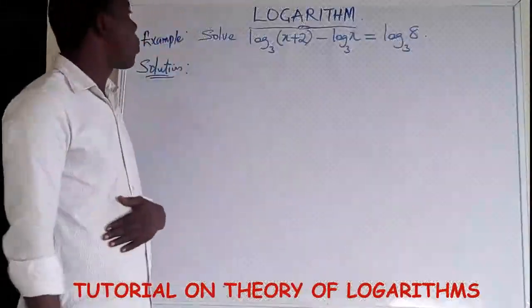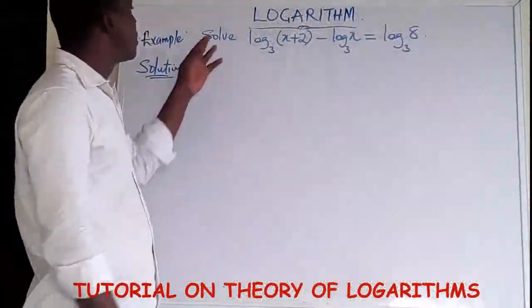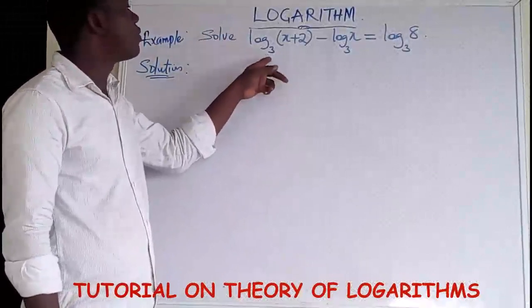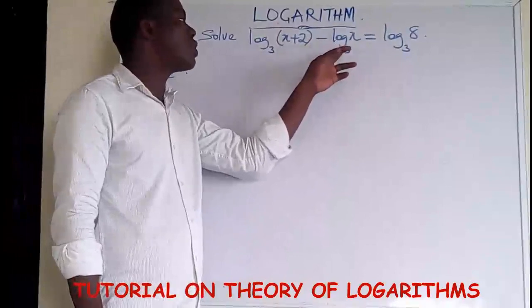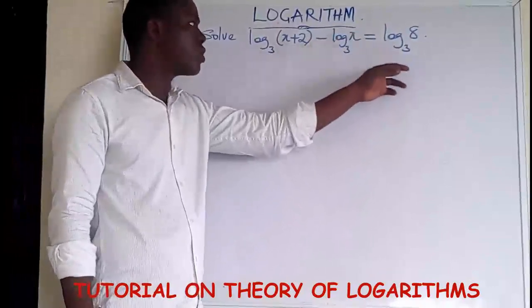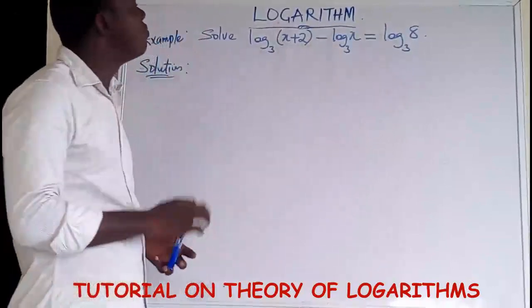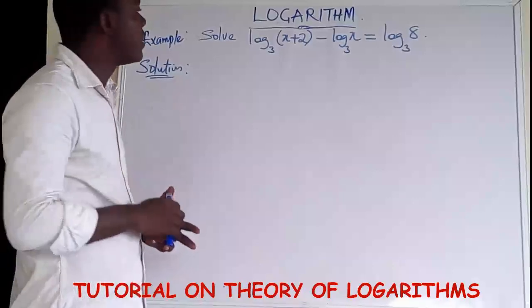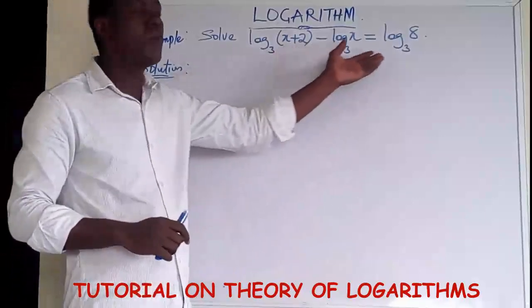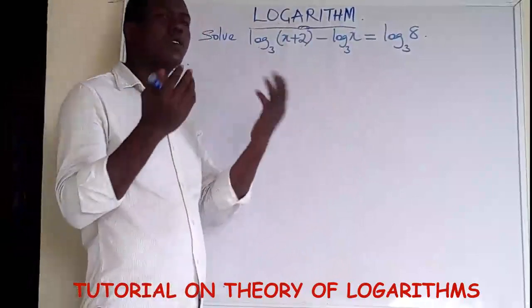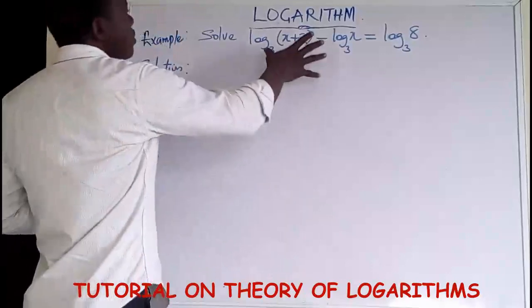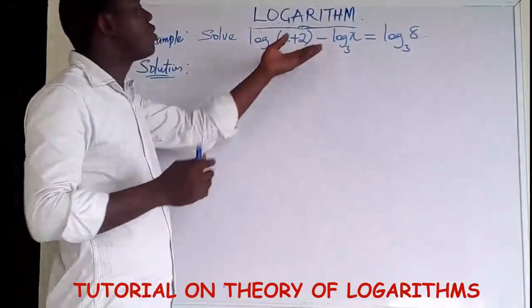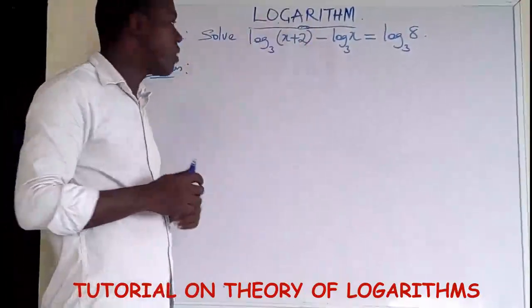Okay. We have another question on the board that says solve log to the base 3 of x plus 2 minus log to the base 3 of x equals log to the base 3 of 8. One major thing that you have to first notice here is all of them are in the same base. So since they have the same base, you don't really have much problem like that. The major thing that we need to do is to transform this one based on some of the logs laws that we have learned before.